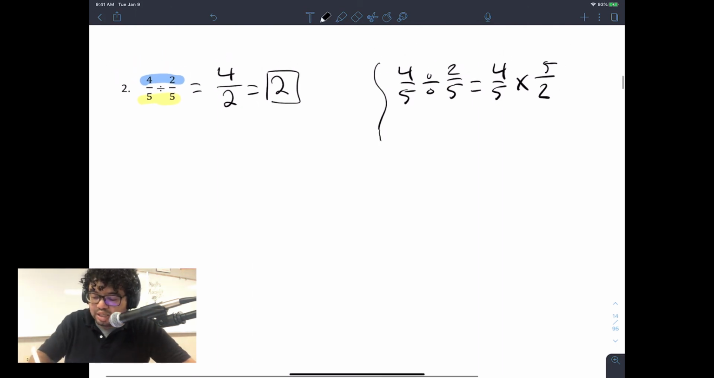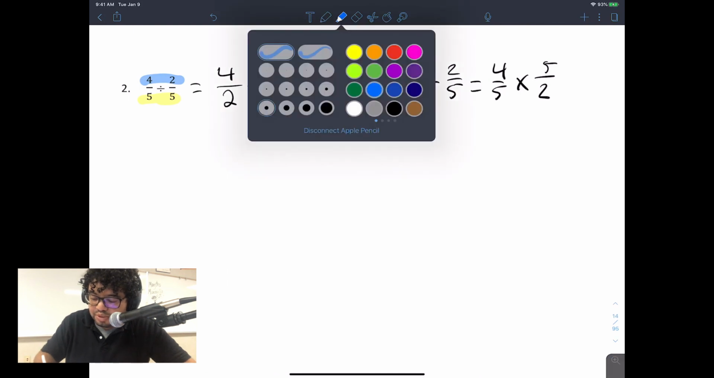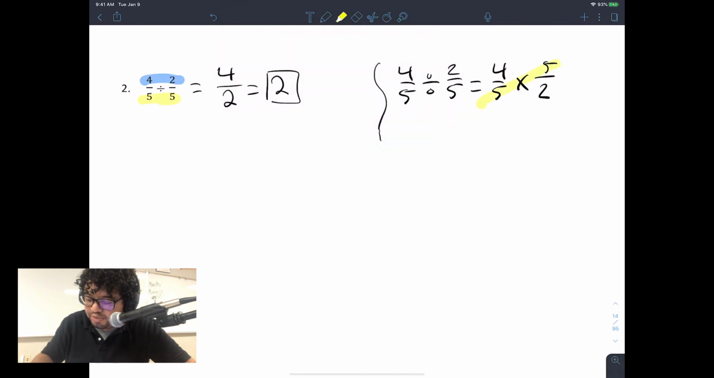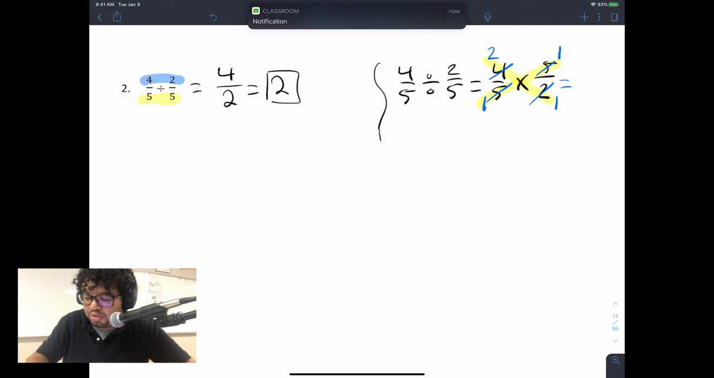Okay. Now, then I look across. These are the pair of 5s. These are the pair of 2s. And then I ask myself, can I simplify those? The answer is yes. 5 can be divided into 5 1 time. 5 divided by 5, 1 time. 2 divided by 2, 1 time. 4 divided by 2, 2 times. So then you multiply across. 2 times 1, that will be 2. 1 times 1, that's 1, and the answer is 2.